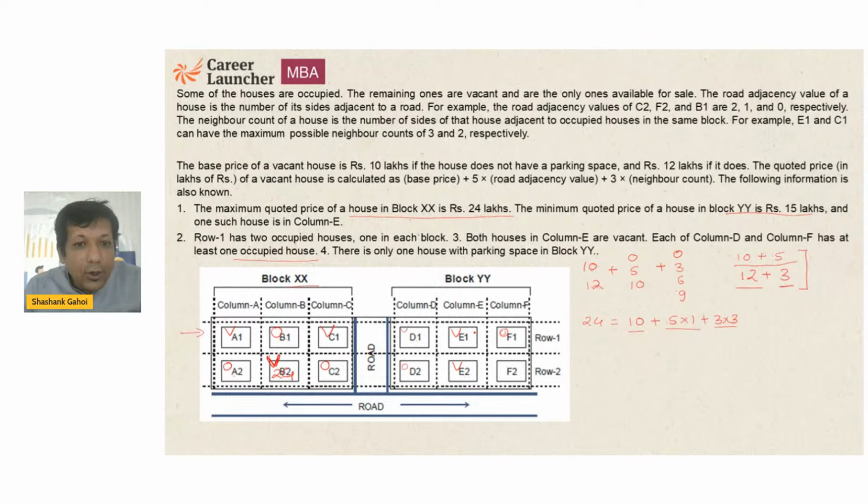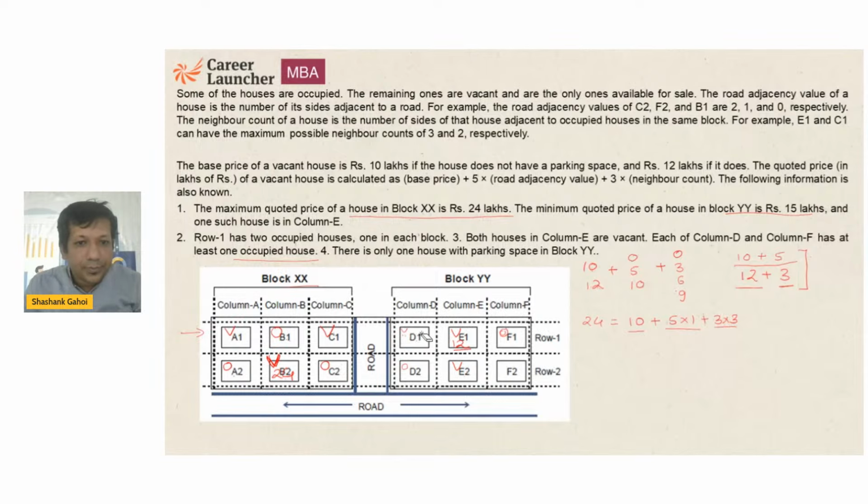So basically, the only possible arrangement that we have is going to be 12 plus 3. So this is 12 and it has exactly one neighbor. Now, if this is occupied, this should be vacant. If this is vacant, this is occupied, this should be vacant. I don't know which, right? So basically, the base price is 12, as well as it must have exactly one neighbor. So this is definitely vacant. So out of these two, one will be occupied, one will be vacant.